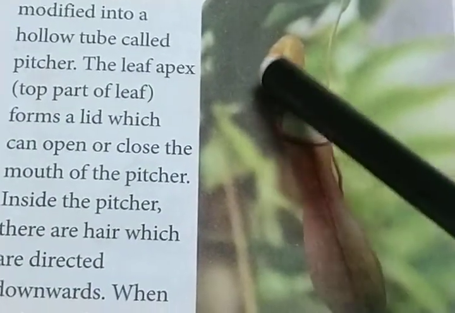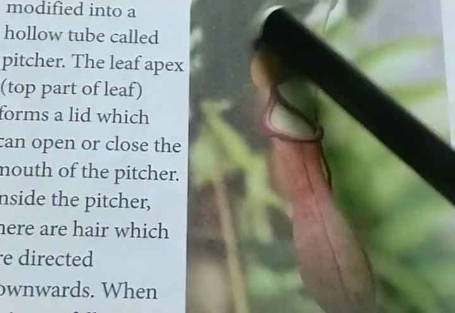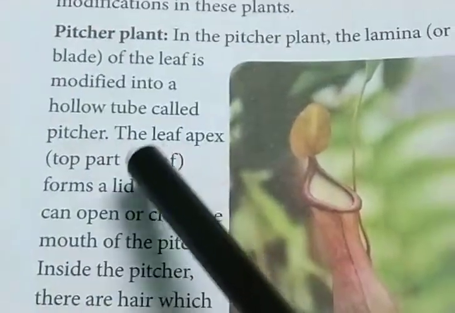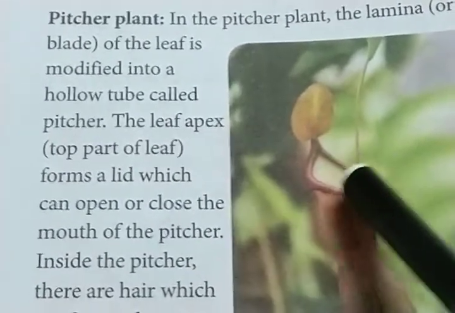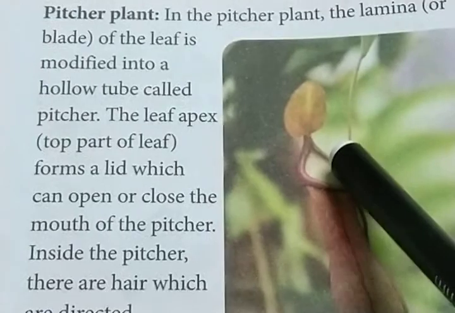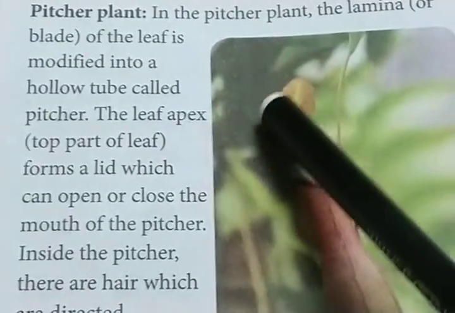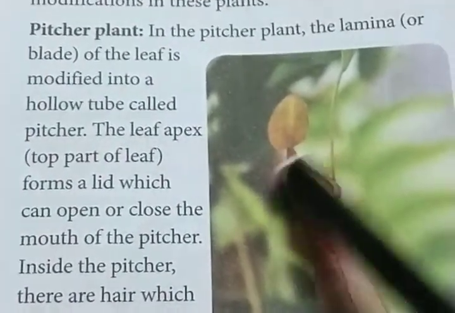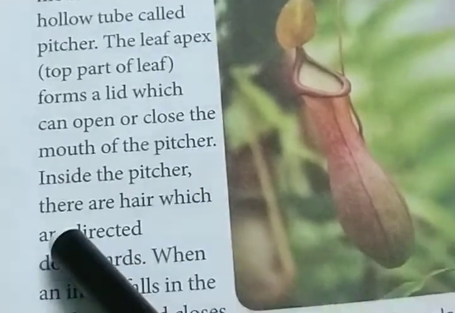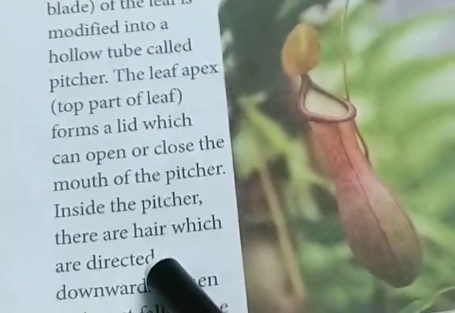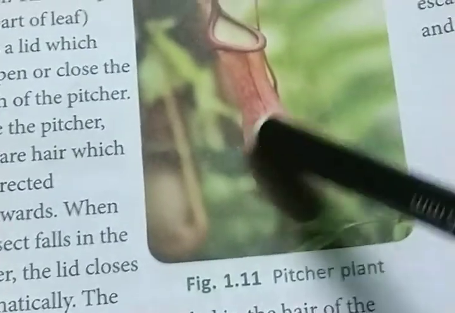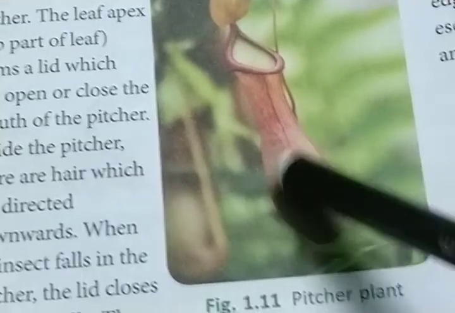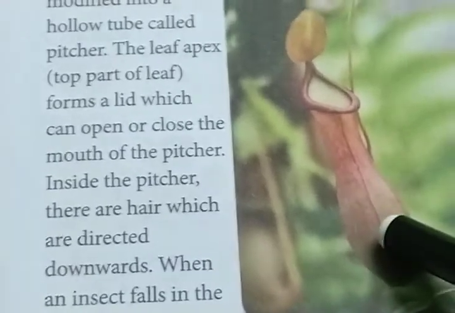And the tip portion of the leaves turns into a lid. It helps to close the pitcher. The leaf apex, I mean tip of the leaves, the top part of the leaves, forms a lid which can open or close the mouth of the pitcher. Inside the pitcher, there are hairs which are directed downwards. In the bottom of the pitcher, there are root hairs which help to trap the insect in the pitcher.